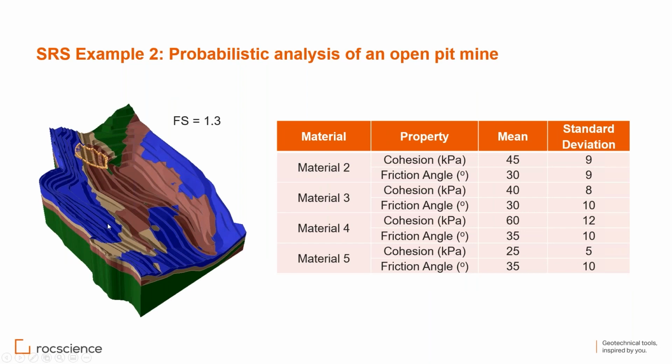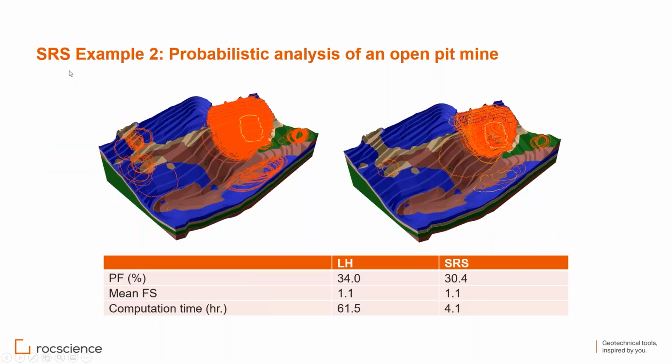This is the model that Sina went over, our live example 1, with the same random variables that she talked about. We computed this with Latin hypercube and with response surface, and the results are at the bottom here. Probability of failure with Latin hypercube was 34%. With response surface, it was about 30.5%. But the real difference is the computation time. With Latin hypercube, this model takes 62 hours, whereas with response surface, it takes 4 hours. And I think it was 3,000 simulations.